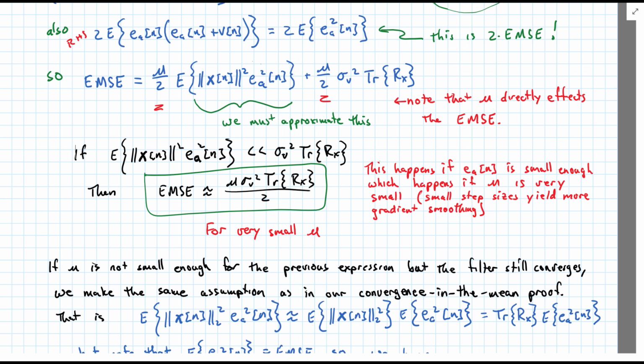Well, having this trace of the autocorrelation of our input tells us something else. It tells us that the larger our x vector is, in other words, the larger the filter is, the larger that value is going to be, and the larger our excess mean squared error is going to be. So we can anticipate another trade-off here.